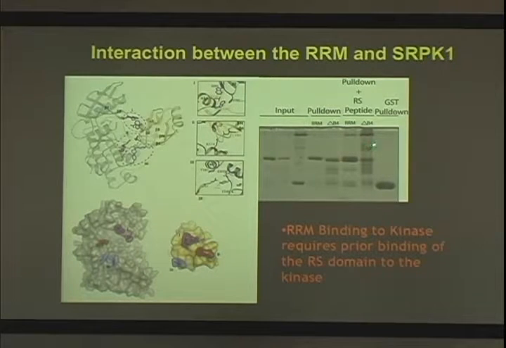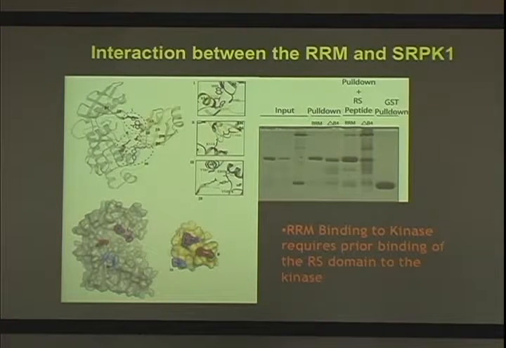And we did the pull-down experiment. Again, I will simplify it. The basic result is that if you have just this RS peptide, GST-tagged RS peptide, it binds to the kinase. It can pull down the kinase in very high efficiency. So the RS peptide binds very, very strongly, nanomolar affinity. But if you do the RRM, it really doesn't. Basically, the RRM alone has, I wouldn't say no affinity, but very, very weak affinity.